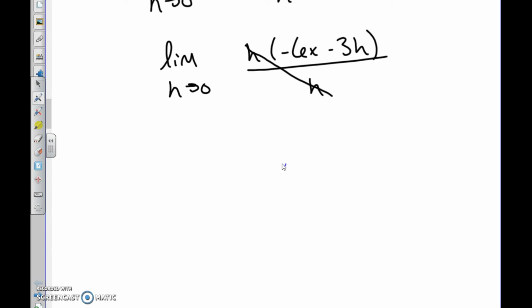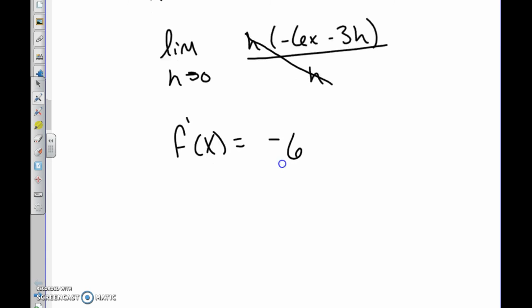So now I'm going to evaluate the limit, so this f prime of x is going to equal negative 6x minus 3 times 0, because we took that h and we've plugged it in. And anything times 0 is 0, so that goes to 0. So the derivative of this problem should just be negative 6x.